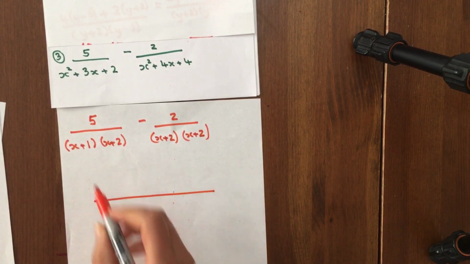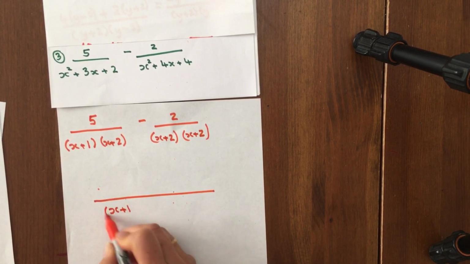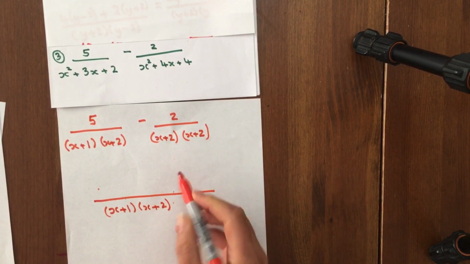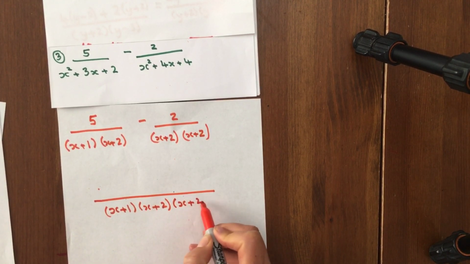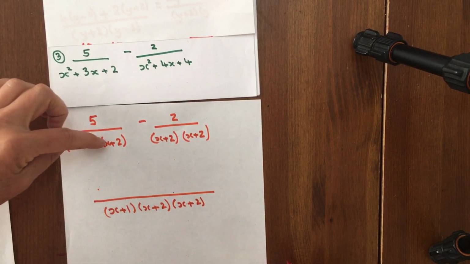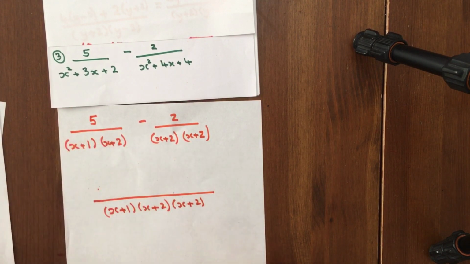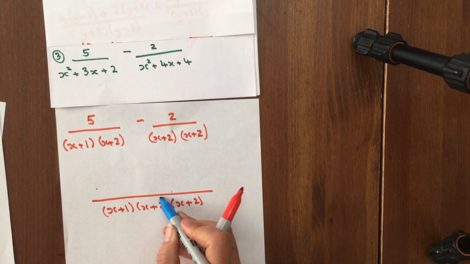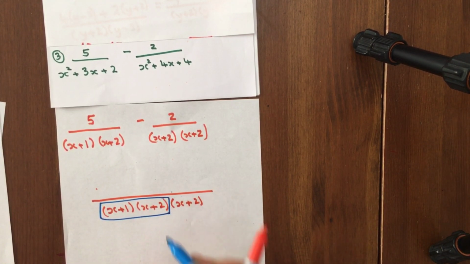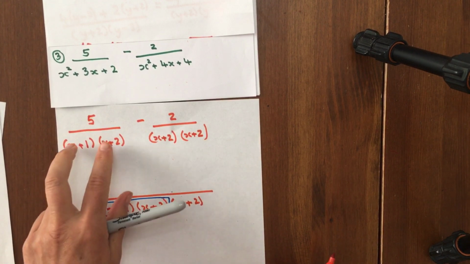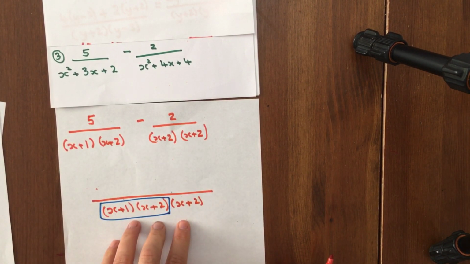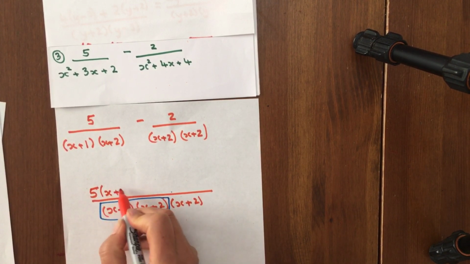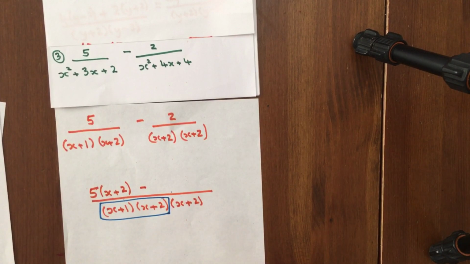Okay, so I've got x plus 1 times x plus 2. And I only need one of these. Now, why is that the case? Well, you can see that this will go into here this many times, x plus 2 times, if I just box that. Yeah? So if I now divide this bottom into this denominator, I'll have x plus 2 lots. So I need 5 lots of x plus 2 on the numerator.